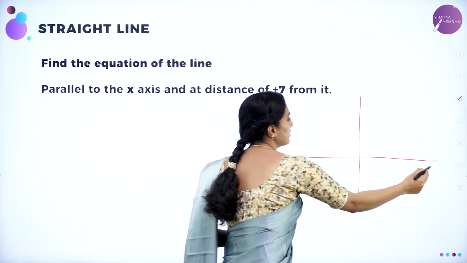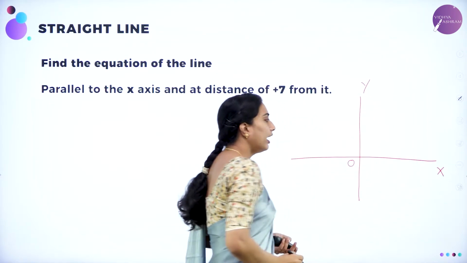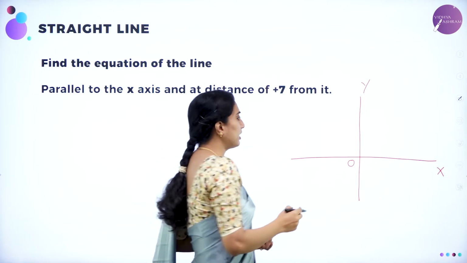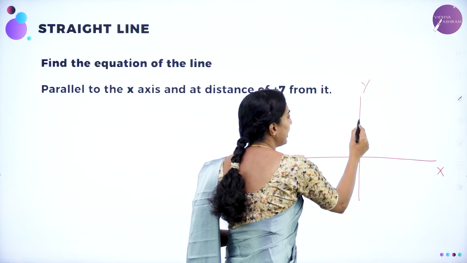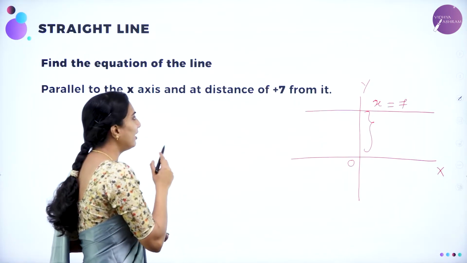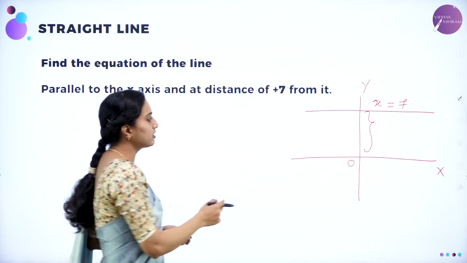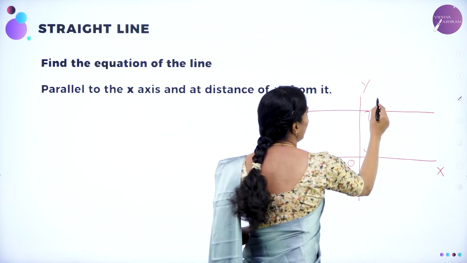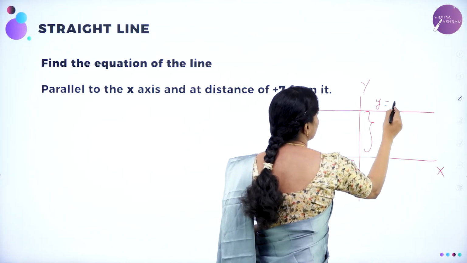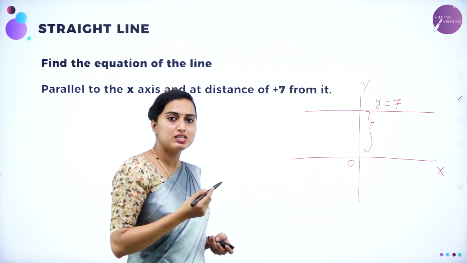So this is the x-axis and this is the y-axis, this is the origin, and parallel to the x-axis means, you can consider 1, 2, 3, 4, 5, 6, 7 units. Parallel to the x-axis at a distance of 7 units. Parallel to the x-axis means y will be equal to 7 units. What will be the x? x will be equal to 0 there.